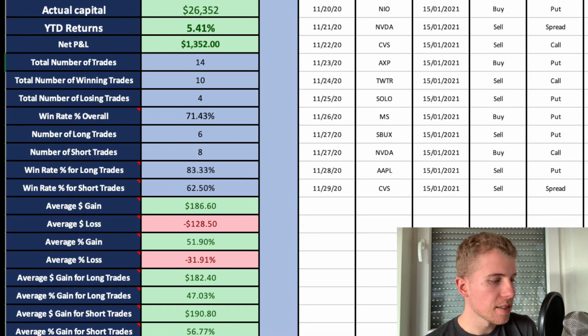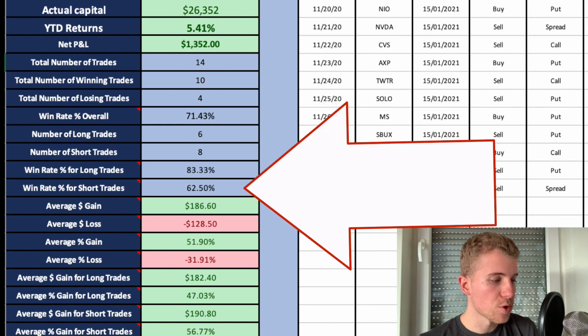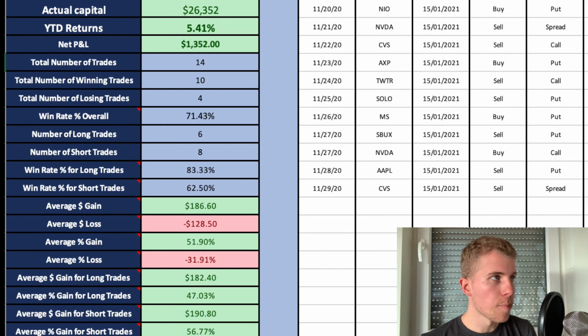And a deeper analysis would start directly by looking at the win rate percentage for the long trades that you take and the win rate percentage for the short trades that you take. Just as a reminder, a long trade is when you buy an option or when you buy a spread. A short trade is when you're going to sell an option or sell a spread.